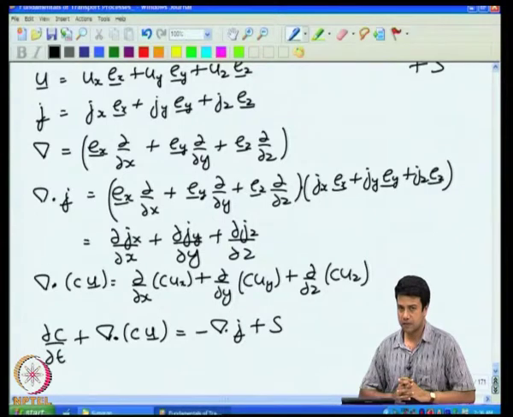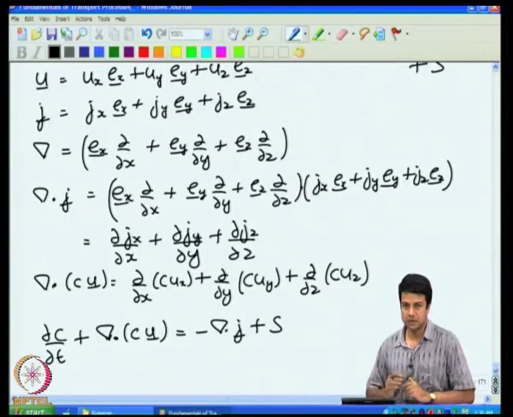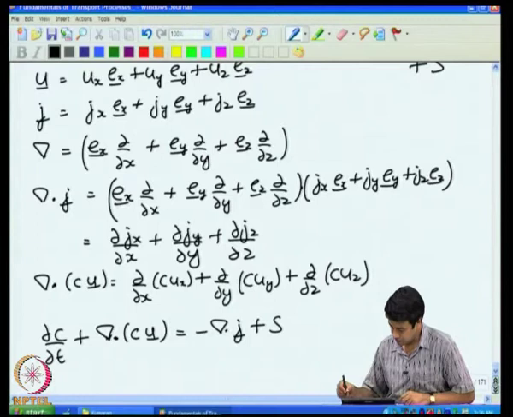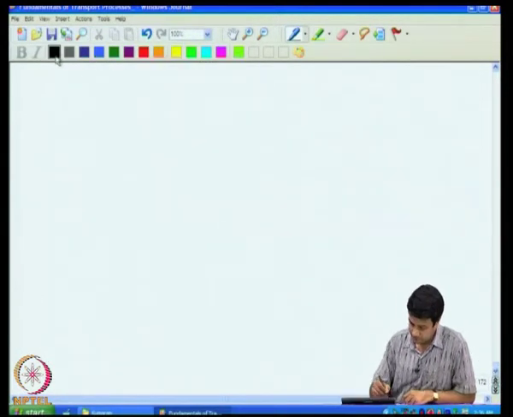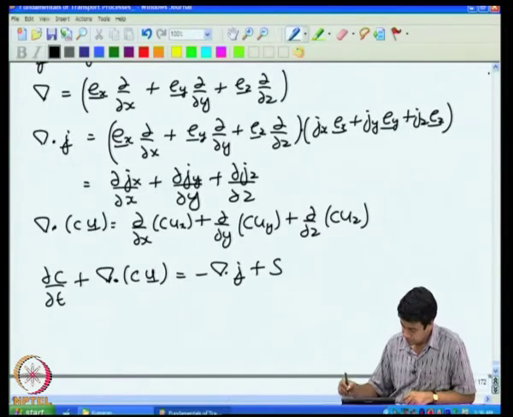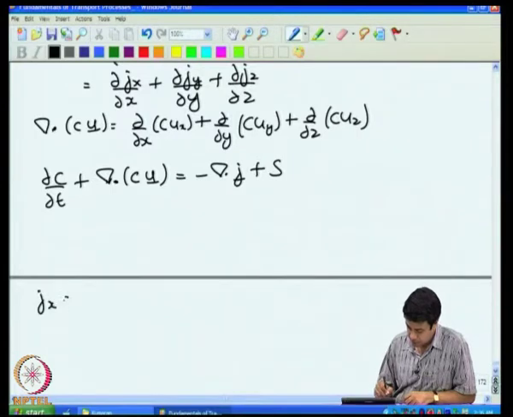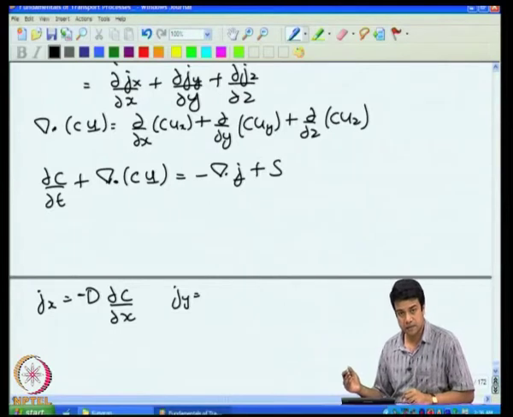Of course, we still have to find out what is the flux in terms of concentration in order to get a closed equation. That is, of course, given by Fick's law of diffusion. Okay. Fick's law of diffusion basically states that Jx is equal to d times partial c by partial x, Jy is equal to, I am sorry, there is a minus sign here, goes the concentration, the flux goes in the direction of decreasing concentration. Okay.